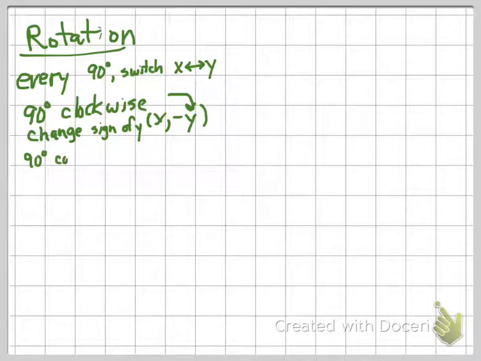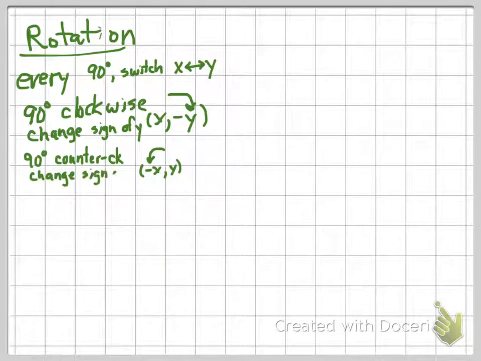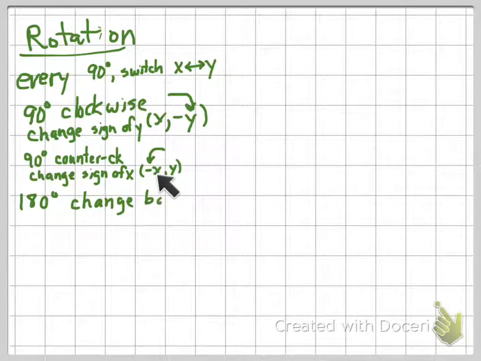Similarly, if you're going counterclockwise, then after you switch them, you change the sign of the x. So if it's clockwise 90 degrees, you're going to change the sign of the new y. Counterclockwise, you're going to change the sign of the new x. And if it's 180 degrees, you're going to change both signs, the sign for y and the sign for x.